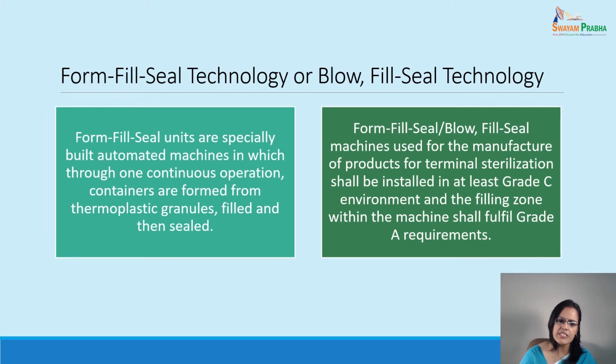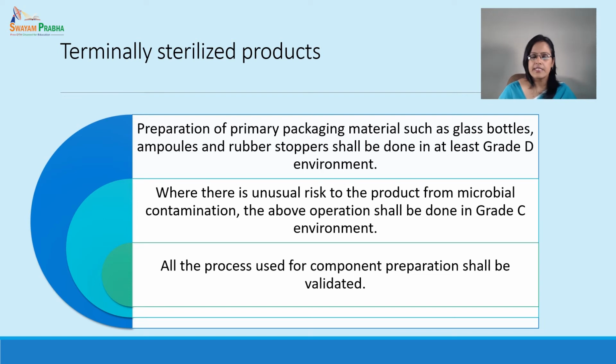Okay, so form fill seal and blow fill seal machines used in the manufacturing of products for terminal sterilization shall be installed in at least a grade C environment, and the filling zone within the machine shall fulfill grade A requirement. Terminally sterilized product: preparation of primary packing materials such as glass bottles, ampoules and rubber stoppers shall be done in at least a grade C environment, where there is an unusual risk to the product from microbiological contamination. So this operation shall be done in a grade C environment.